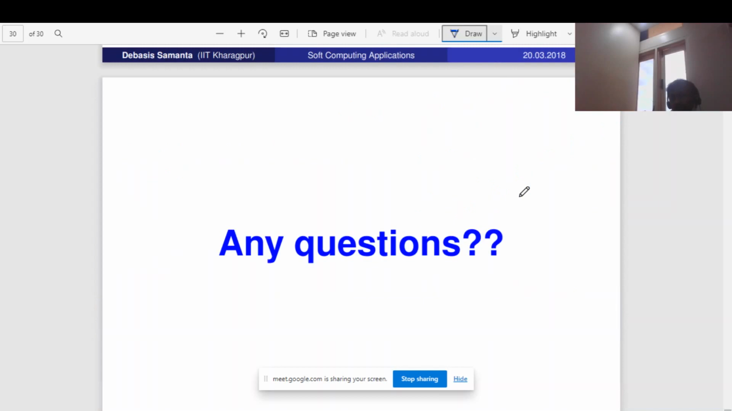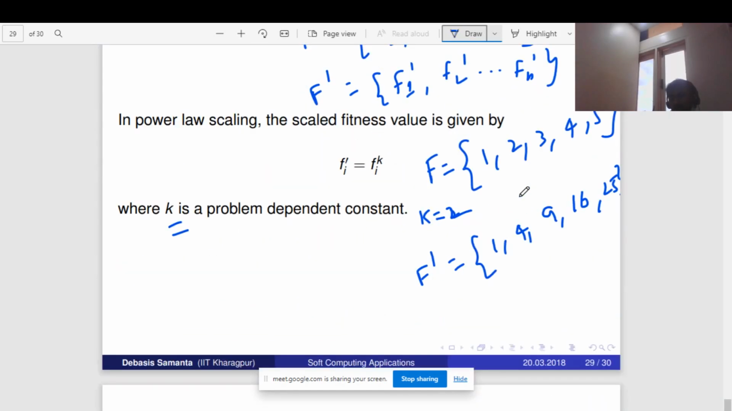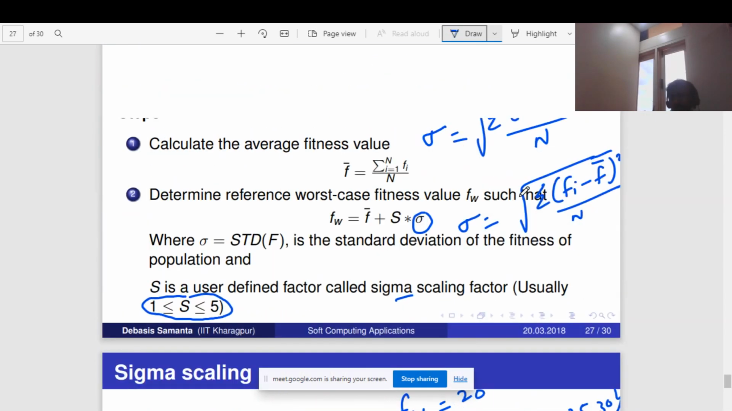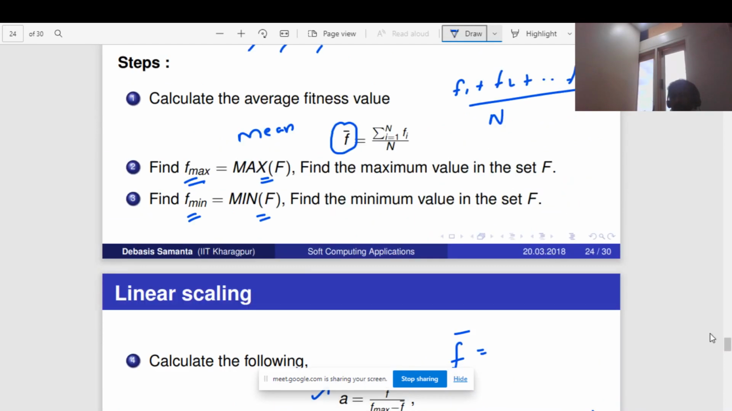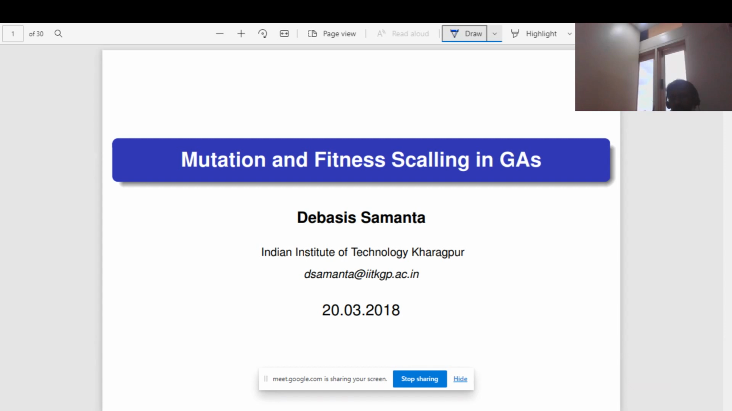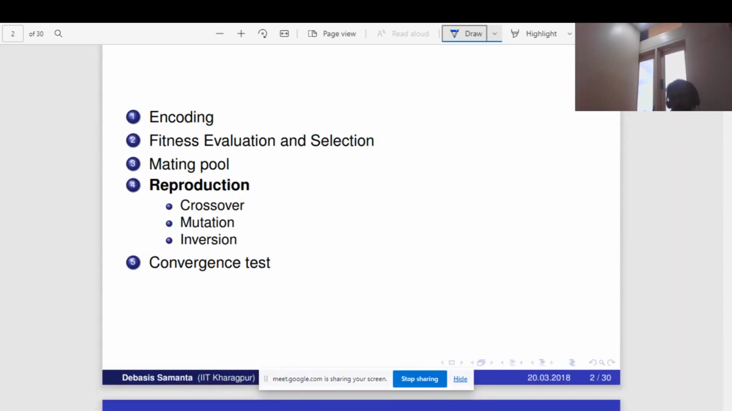So that's it about mutation, I mean the different types we have discussed. The other mutations we have discussed, and scaling we have discussed. So now we have finished all the different methods of reproduction, all the different reproduction operations. And we have also discussed how convergence is done.